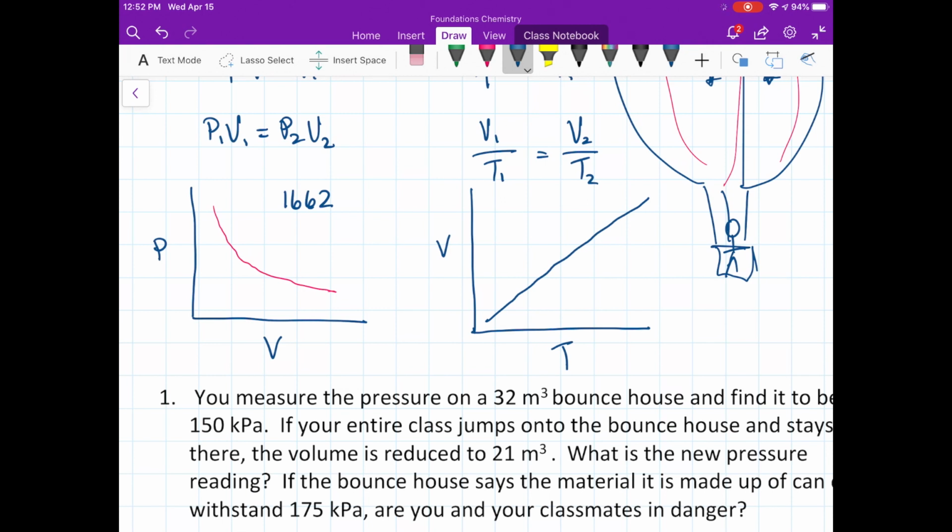Next video, we'll talk about how to actually plug the numbers in and do some of the math and make it very easy. We call these plug and chug because they're very straightforward. Okay, I'll see you next video.